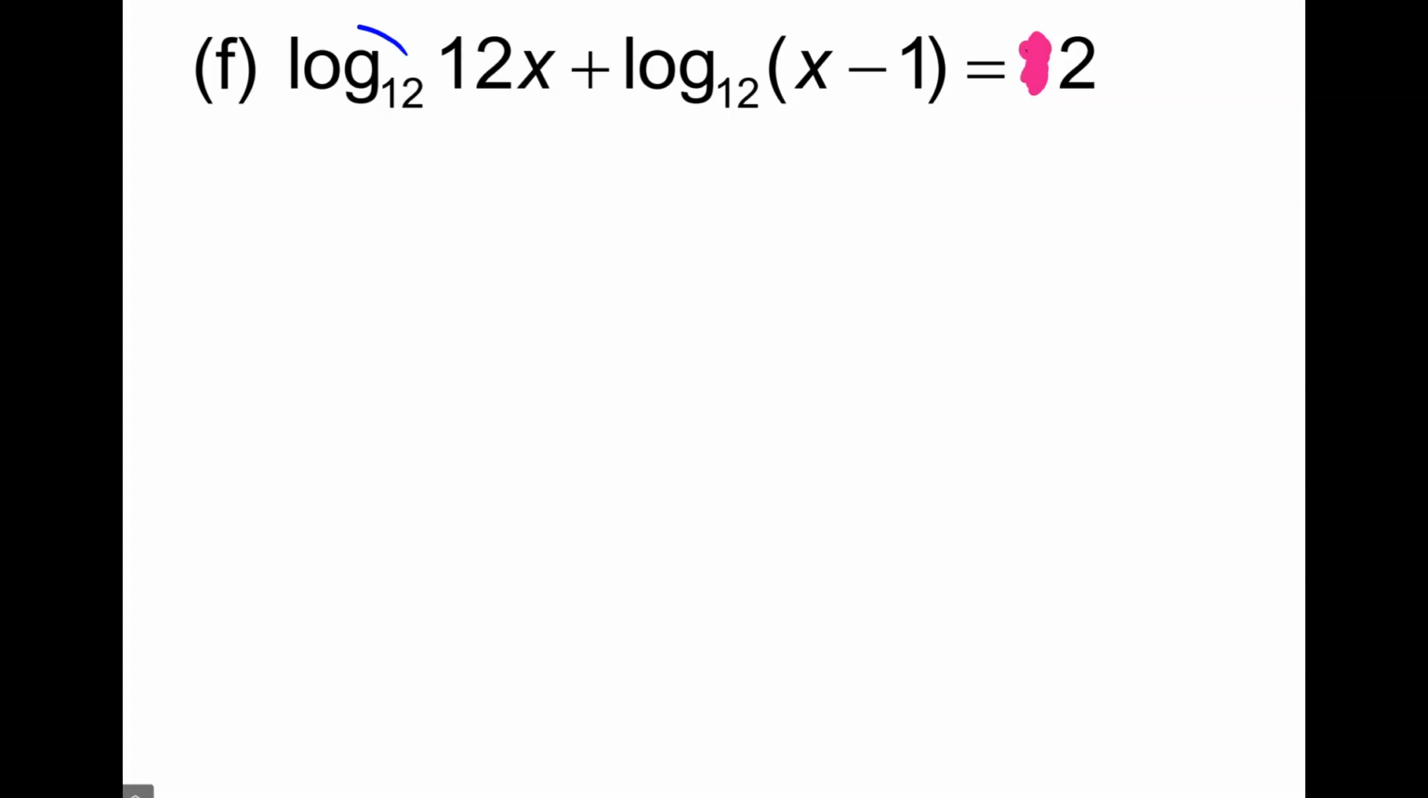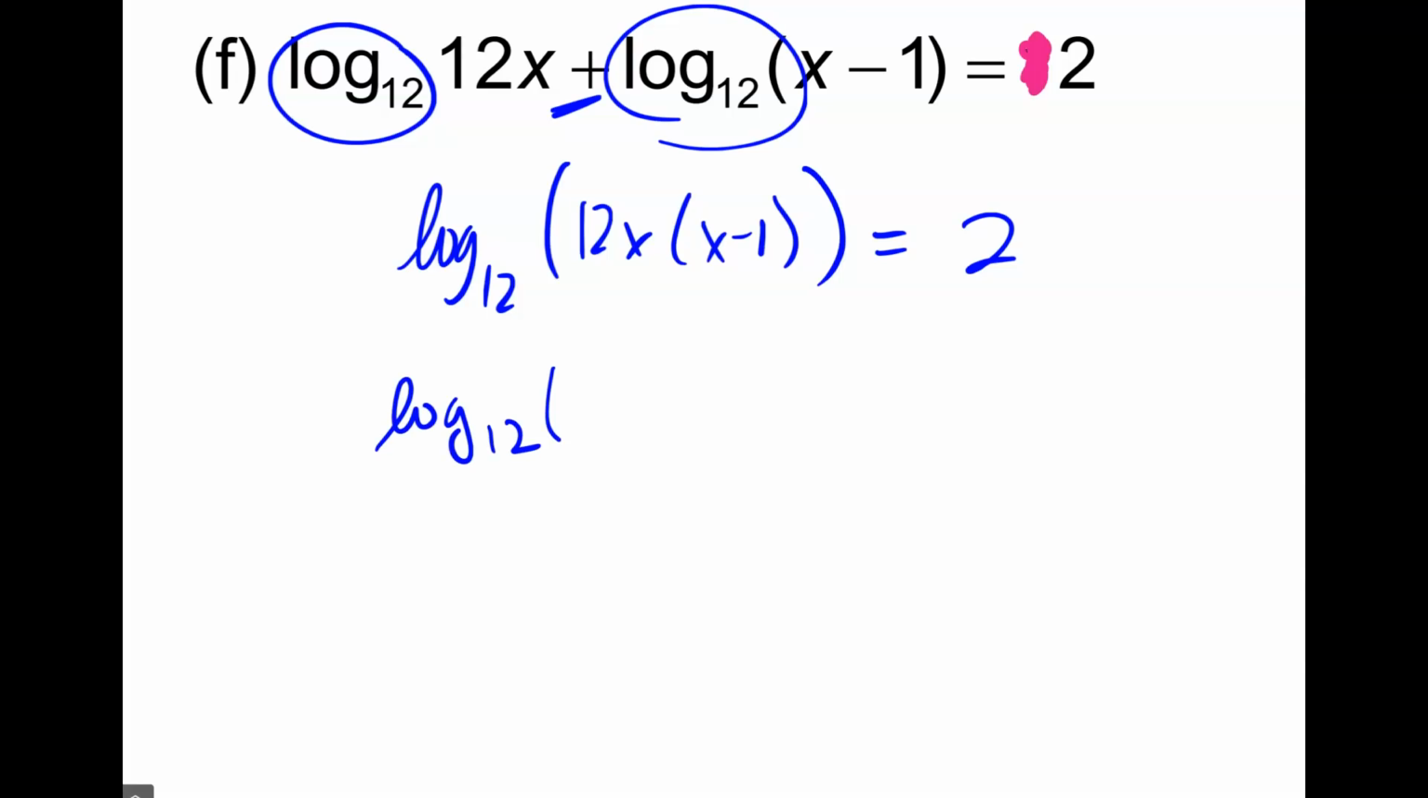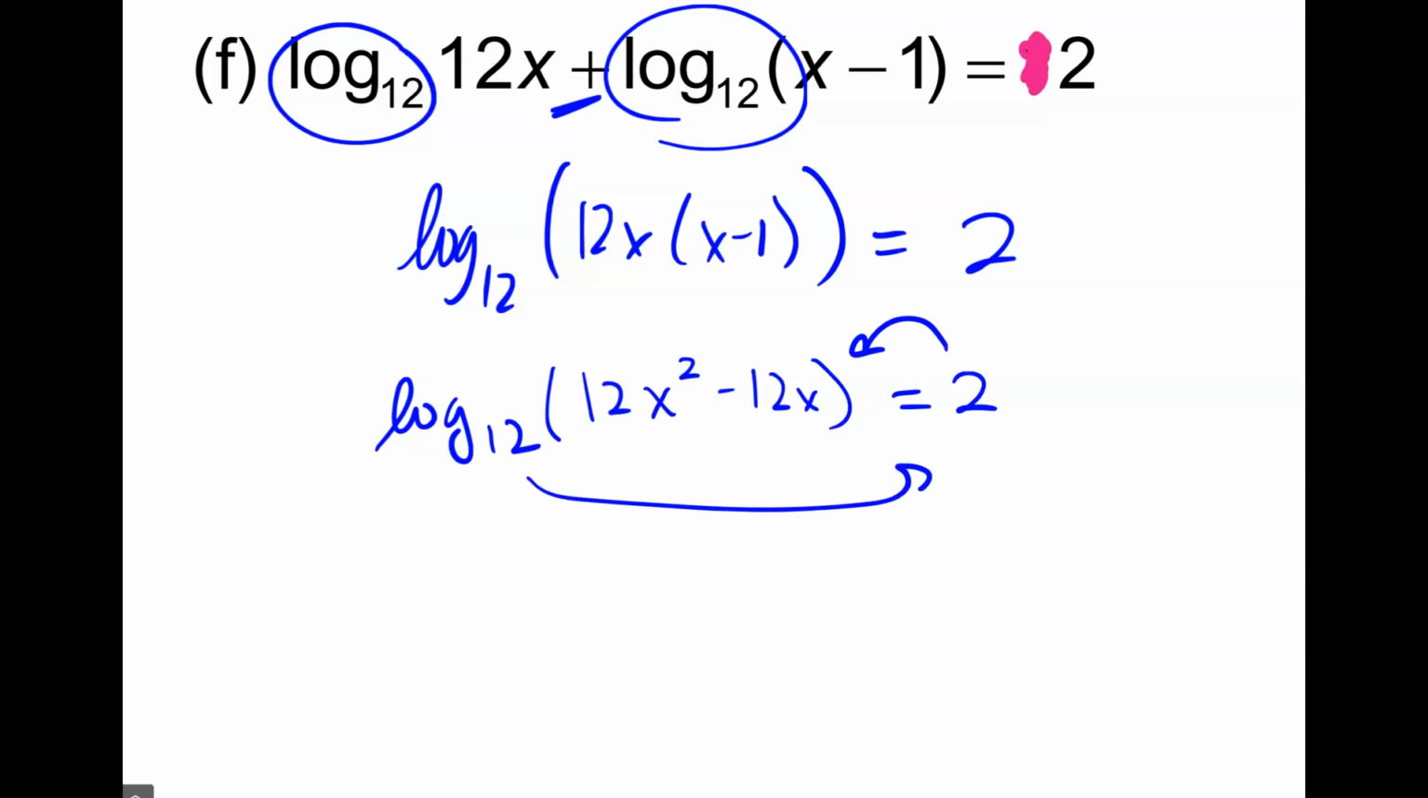All right. So I have the same log base, and I'm adding them. That means I can combine them by multiplying. Wonderful. 12x times x minus 1. And this is going to equal 2. Okay. So I have log base 12 of 12x squared minus 12x is equal to 2. So I can just do the little swirly swirl. I see 12 squared is equal to 12x squared minus 12x. That's a lot of 12s.